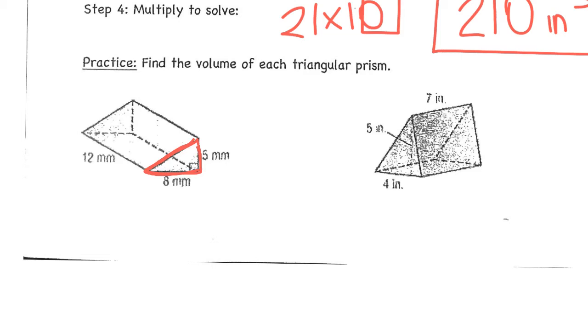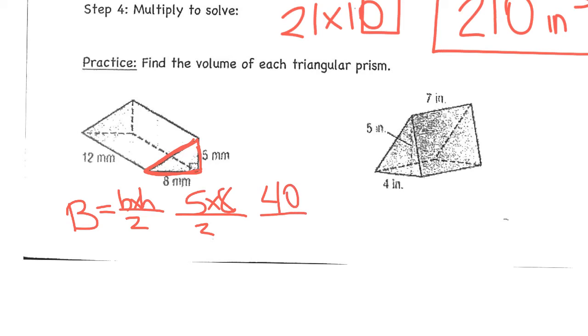I have to find my triangle first. So my big B is base times height divided by 2. So 5 times 8 divided by 2. 5 times 8 gives me 40 divided by 2. So my big B ends up being 20.